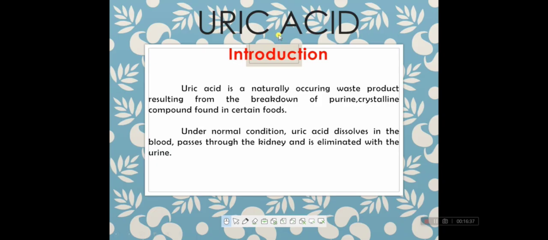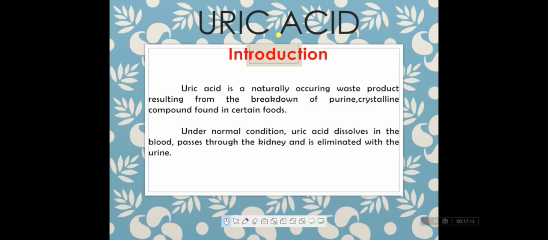Right. Now talking about uric acid. So what is uric acid? Uric acid is a naturally occurring waste product resulting from the breakdown of purine, a crystalline compound which is found in certain foods. All right. So uric acid is also tested under the renal function test. It is a heterocyclic compound of carbon, nitrogen, oxygen, and hydrogen. It forms ions and salts known as urates and acid urates, such as ammonium acid urate.